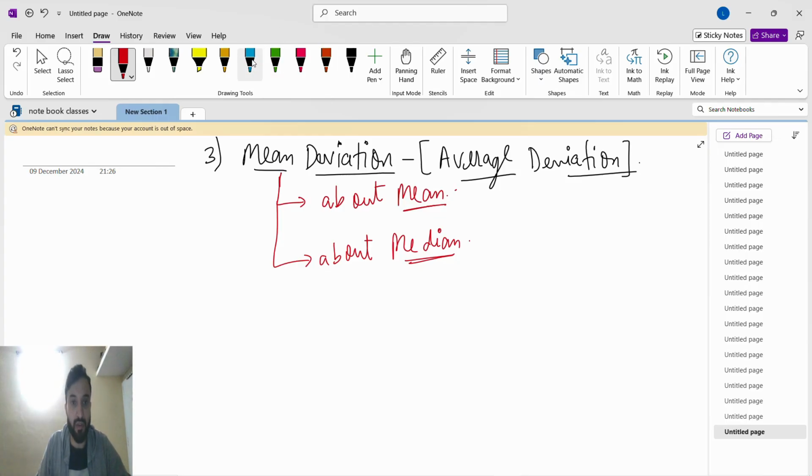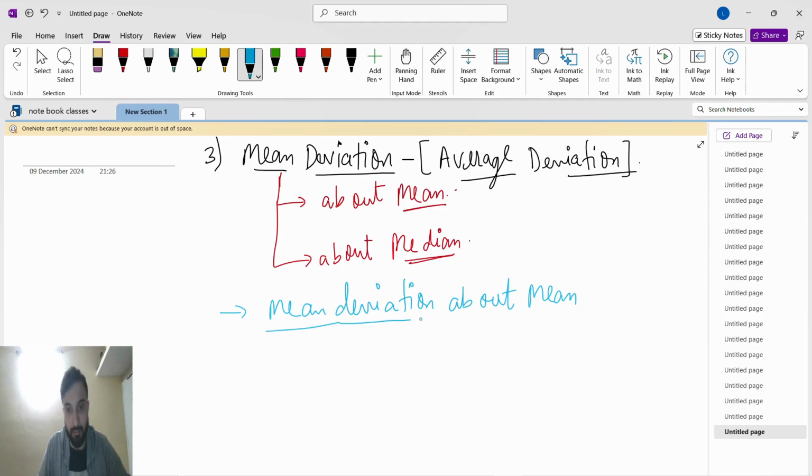If they say to find the mean deviation about mean, the first thing we have to do is find the mean. X bar is the sum of all the observations divided by the total number of observations.